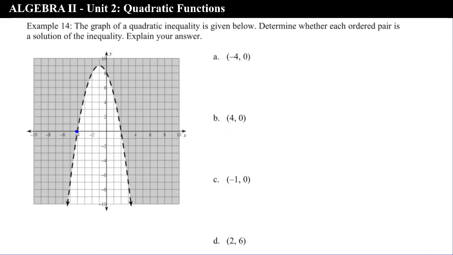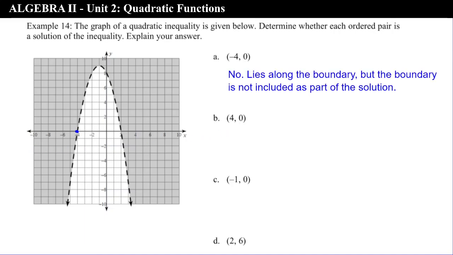So this is how we would write the answer. So we would say, no, it is not a solution because it lies along the boundary, but the boundary is not included as part of the solution. And that's because it's dashed. Now, if we go to 4, 0, 4, 0 is over here, and it's clearly in the shaded region. So there it is right there, right along the x-axis once again. And so here's how we would write this answer. You would state that it is a solution and that it lies within the solution region.